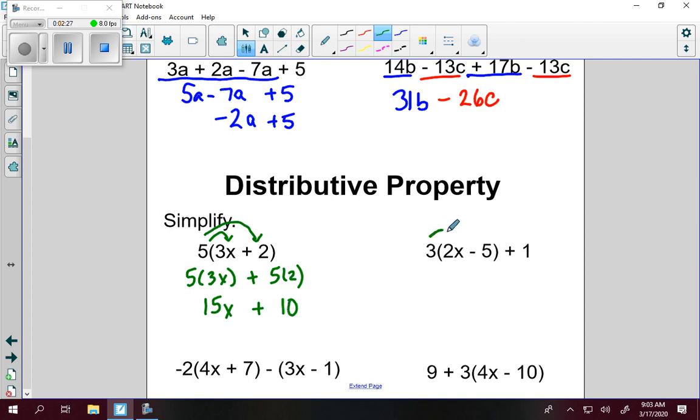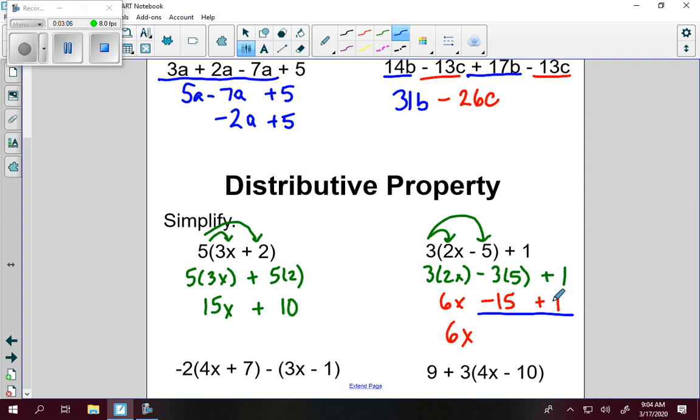The next one you're going to do is take the 3 to both terms. So we have 3 times 2x minus 3 times 5, and then we still have that plus 1 by itself. We would not multiply the 3 by the 1 because the 1 was not in parentheses. When you multiply this out, you have 6x minus 15, and then you keep your plus 1. Now you still have like terms, because the 15 and the 1 don't have anything next to them, so we're going to combine those. Remember, the 15 has a minus sign, so it's negative 15 plus 1 to get negative 14, or minus 14.